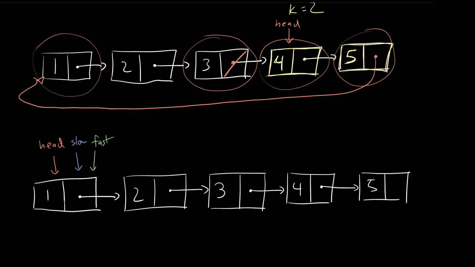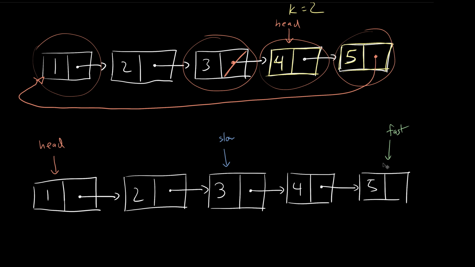So what we want to do is, given that k equals 2, we want the fast pointer to go k times first. So 1 and then 2. All right. And then after we've gone 2 already, we want to move the slow and the fast pointer at the same time. And what that would look like is this. So 1, 2, and then the fast pointer has reached the end. All right.